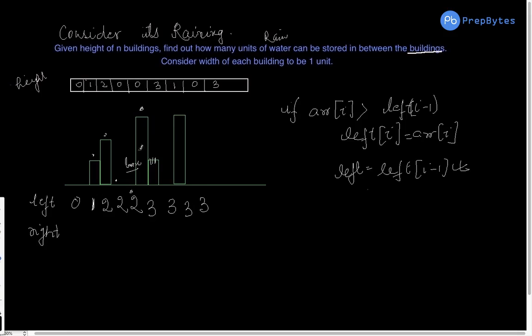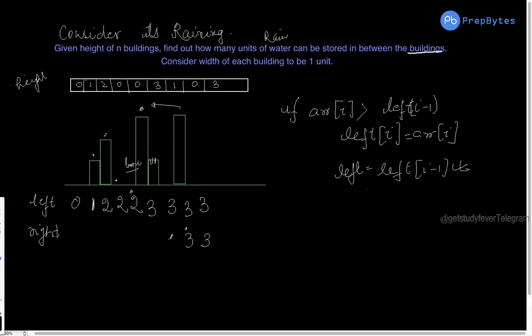Similarly, we'll do it for right, and for right we will move from the right only. So let's say I update this to 3. At this particular place, whatever right till now is there, it is greater, so we'll just update it to the previous right. Here again, right till now is 3, which is greater than this particular element.